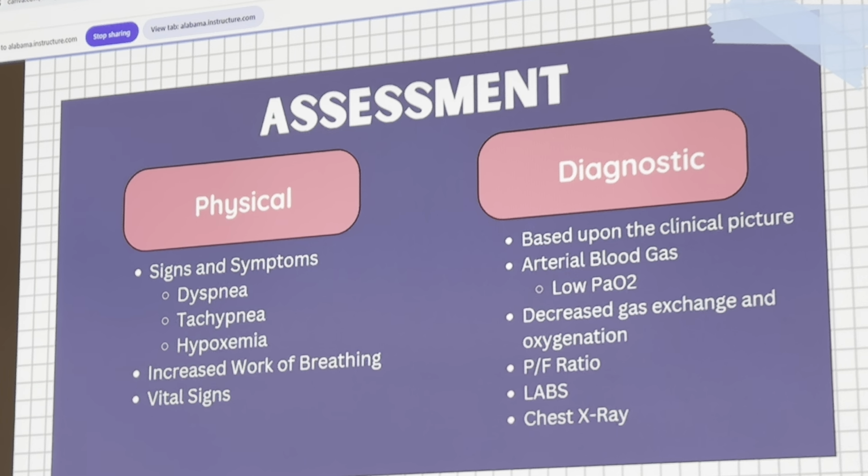Physical side, it's really just going to be big on your respiratory distress type symptoms. So remember your respiratory distress type symptoms. So anything like cyanosis, dyspnea, tachypnea, your patient starts to breathe a little bit fast. Maybe they're in that tripod position. They're using those intercostal muscles.